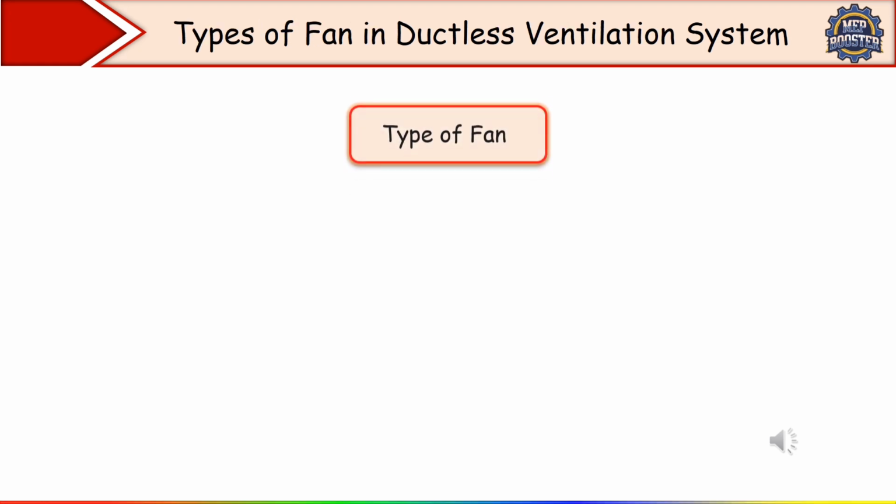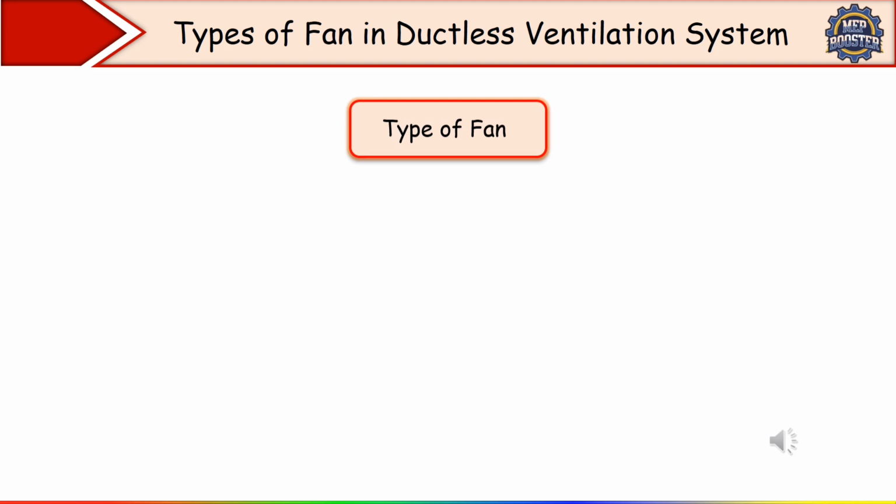Now see about the ductless ventilation system. Tell me, what do you understand by a ductless car parking ventilation system? So simple. In this system we are not using duct work to supply or exhaust air from the basement. Here we are using a jet fan. With the help of that jet fan we are going to extract all the exhaust air from the basement.